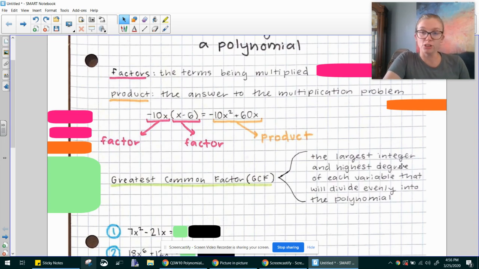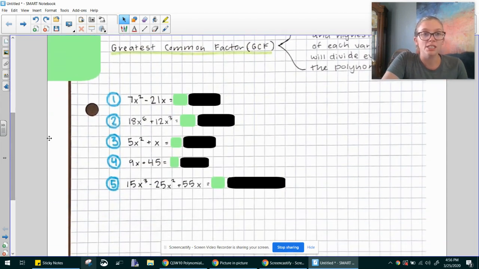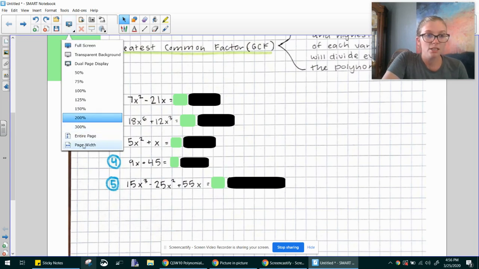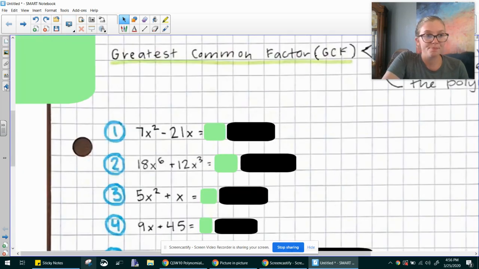So we're going to start by looking at the numbers. Then we're going to look at the variables and find the largest integer and highest degree of each variable that will divide evenly into that polynomial. So let's take a look at a couple examples so we can really break down what that definition means. I'm going to make this a little bit bigger.